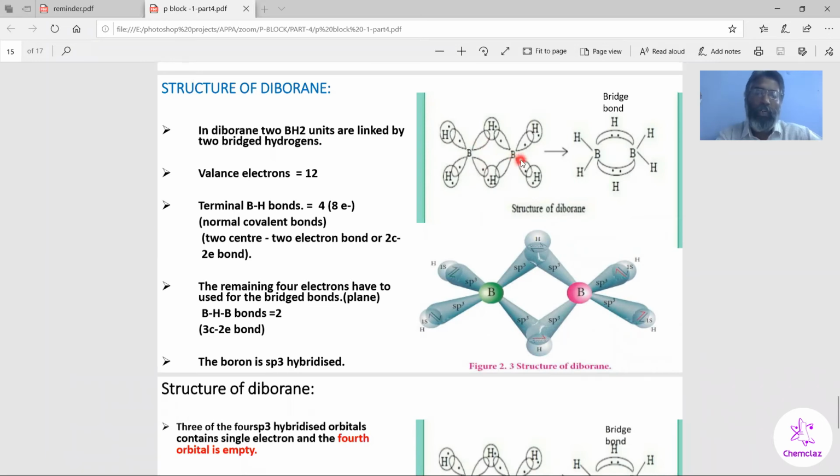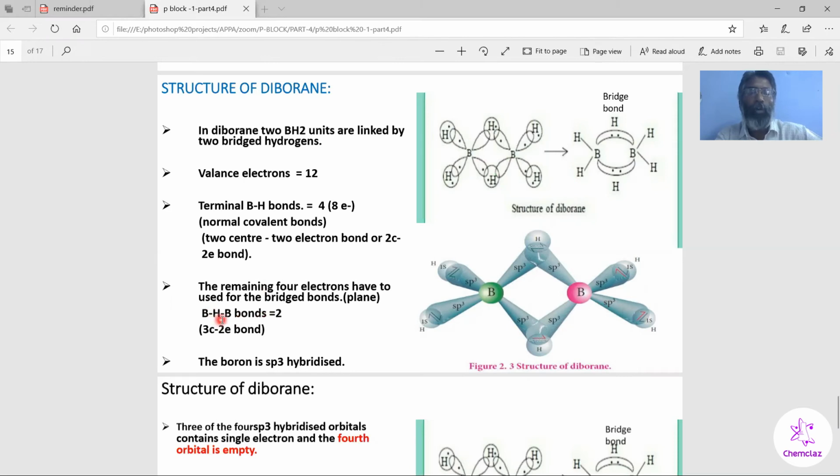Likewise, in this boron also there is a half filled hybridized orbital and an empty hybridized orbital. So in the bridge bond formation, one half filled hybridized orbital of boron, the empty hybridized orbital of another boron, and a half filled orbital of hydrogen, these 3 orbitals overlap together and form a boron hydrogen boron bond.